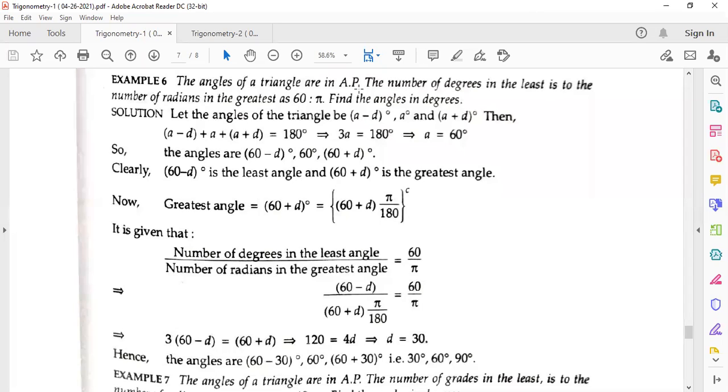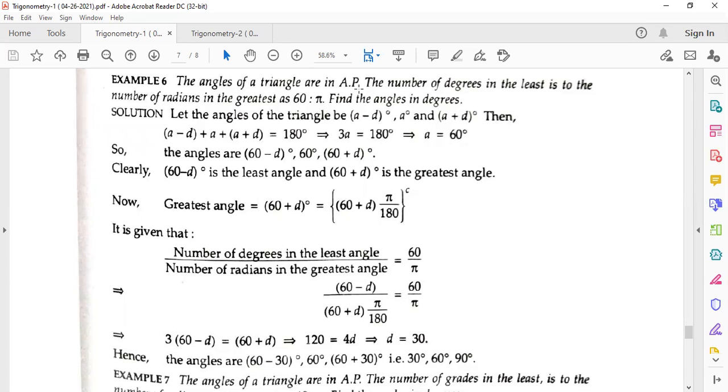So if three numbers are in AP, that is arithmetic progression, then we are taking the numbers as a minus d, a and a plus d, right? They are given that the angles of the triangle are in AP. The number of the degree in the least is to the number of the radians in the greatest, as 60 is to pi. Find the angles in degree.